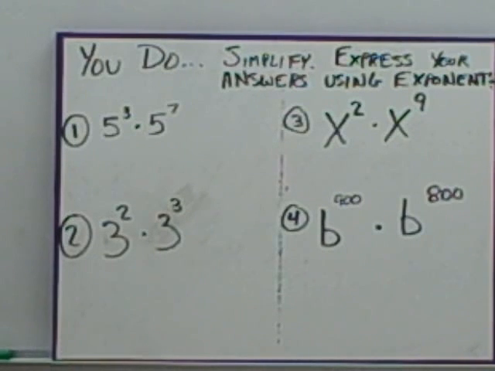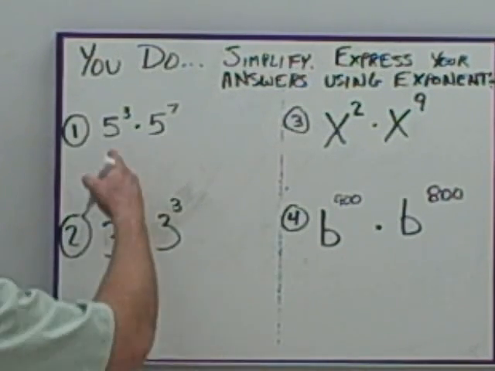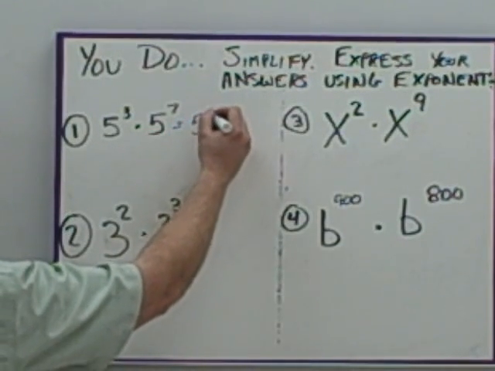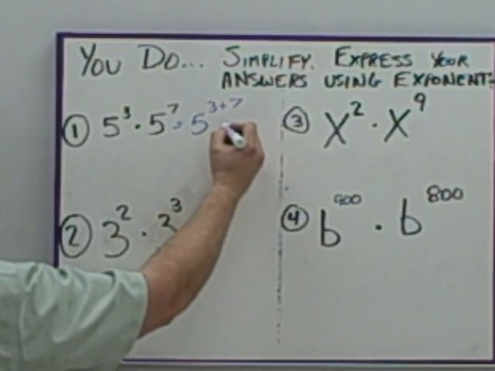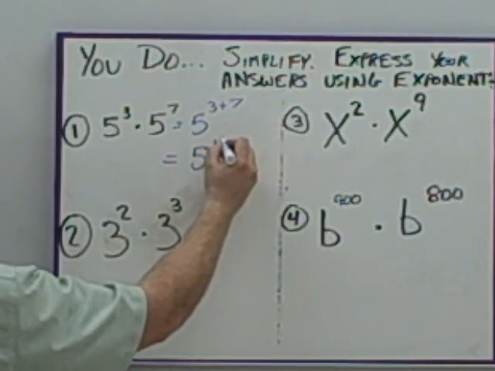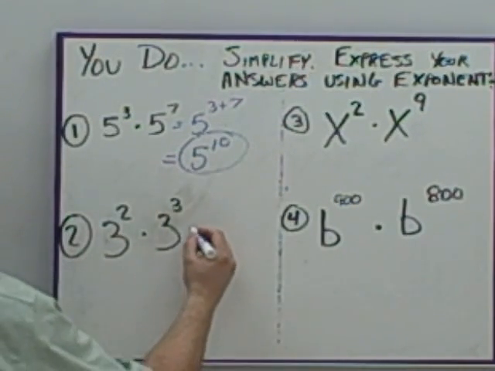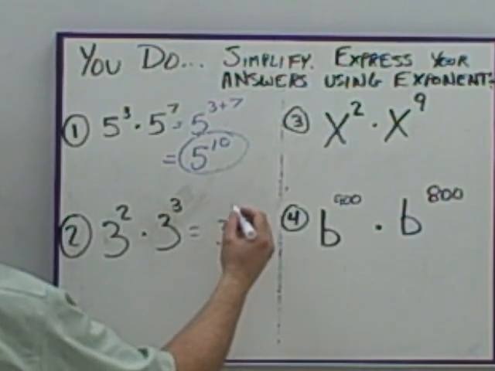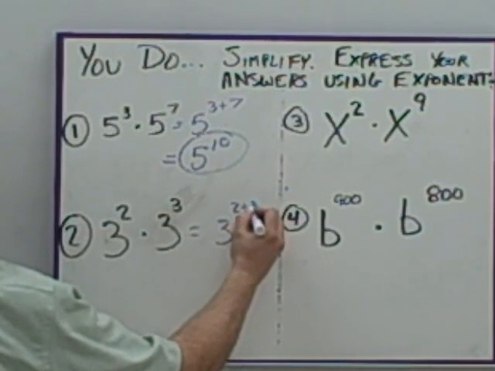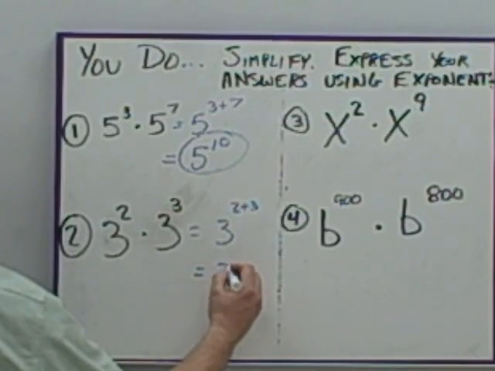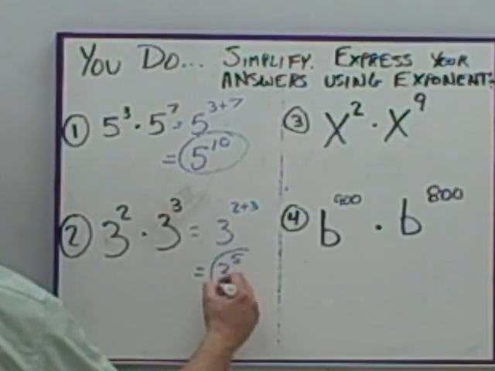Try these now. Pause the video, give these a try with what we just said, adding exponents. Welcome back. This becomes 5 to the 3 plus 7, which is going to give you 5 to the 10th. This is going to be 3 to the 2 plus 3, which is going to give you 3 to the 5th power.